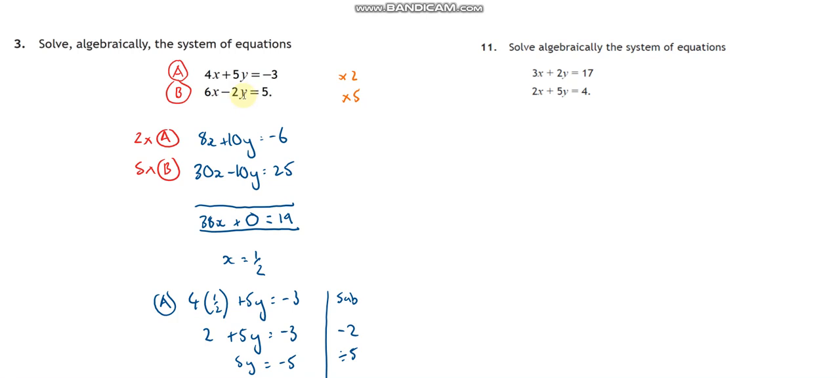The coefficient's the number in front of the variable. So this one here, I could have timesed it by 6. And I could have timesed this one by 4. And that would have given me 24x in front of the x. And because they're both positive, I would have taken them away.